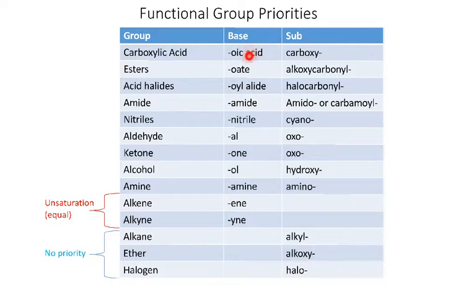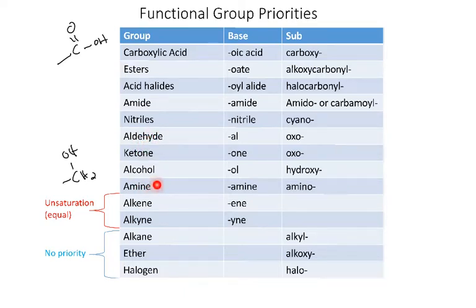Now, it may seem like there's a lot of information to memorize by the end of the semester, but it's not as bad as it looks, because in general, the higher the priority of the group, the more oxidized it is. If we think about a carboxylic acid, it has 3 bonds to an oxygen, so that carbon is very highly oxidized, whereas an alcohol just has 1 bond to an oxygen. And then the ketones and the aldehydes that we're getting ready to learn have 2 bonds to oxygens.